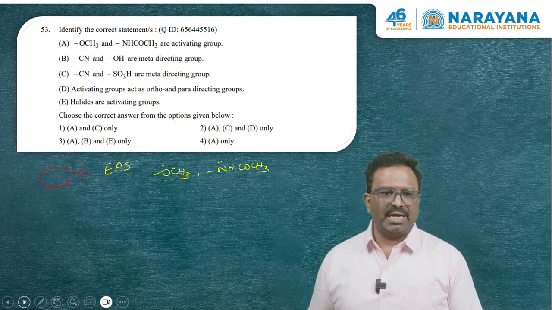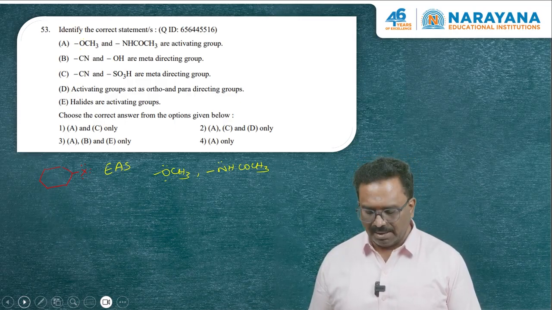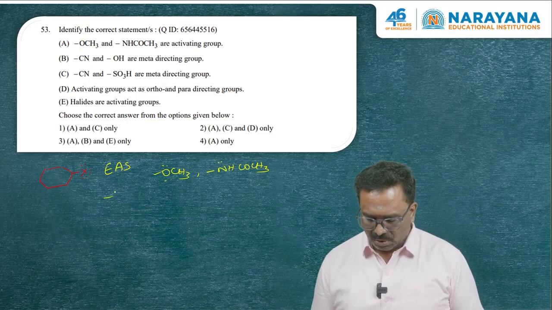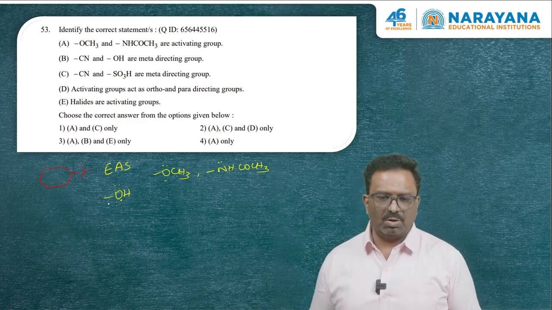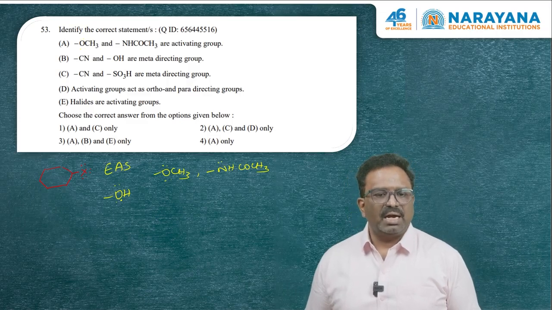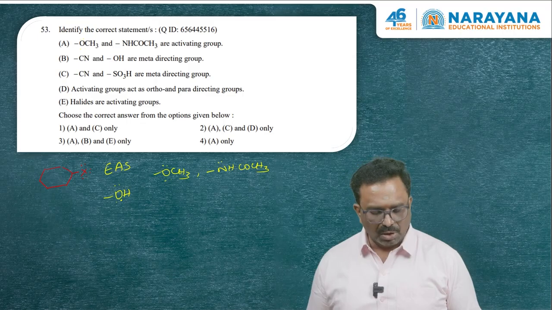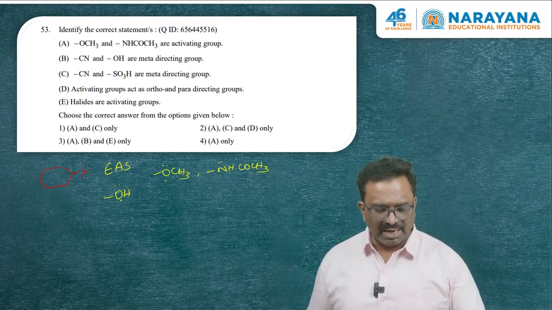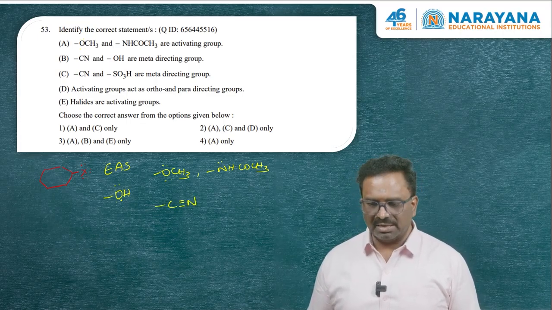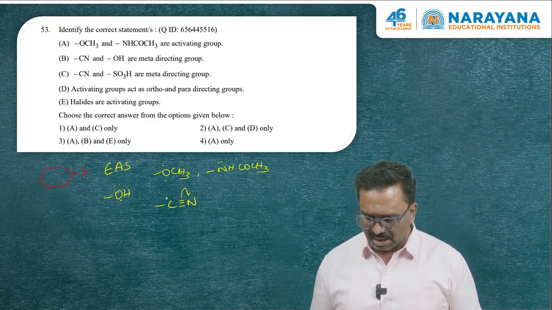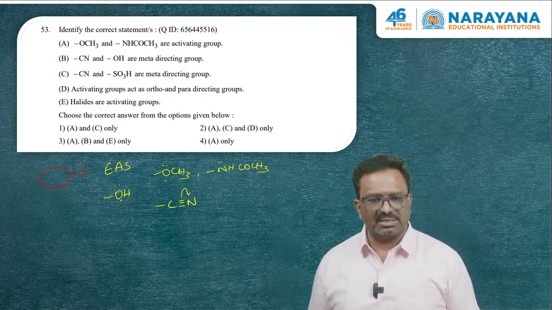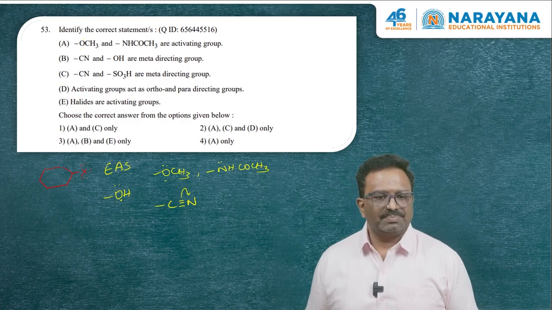In statement B, CN and OH were given as meta-directing. Deactivating groups are usually meta-directing groups, but here OH is an activating group because it has a lone pair of electrons. So statement B is wrong. CN and SO3H are meta-directing groups. In this statement, CN has carbon attached to a more electronegative atom by means of multiple bonds. In that case, carbon can behave as an electron-withdrawing group. In that respect, we can see option C is a correct statement.